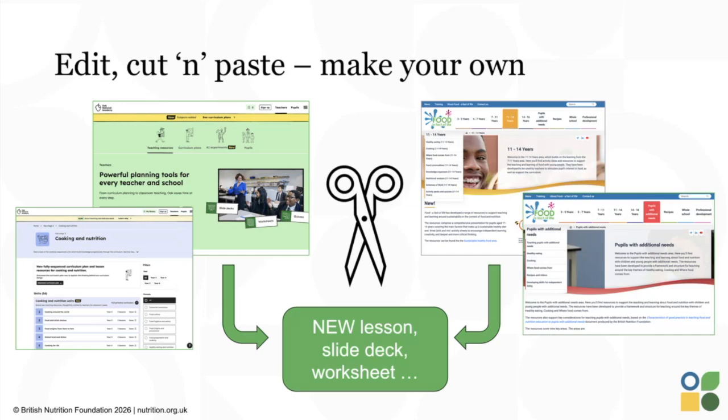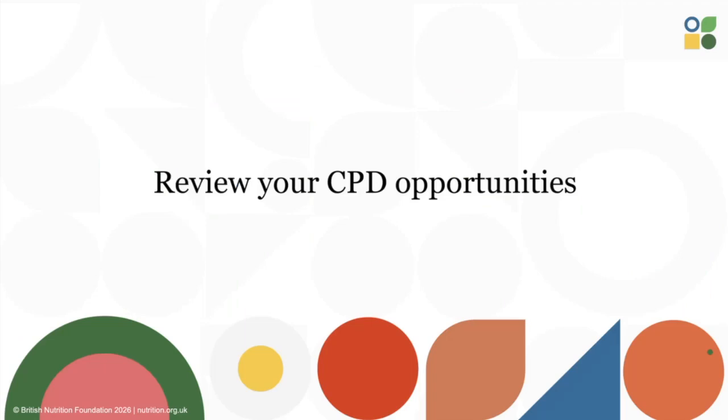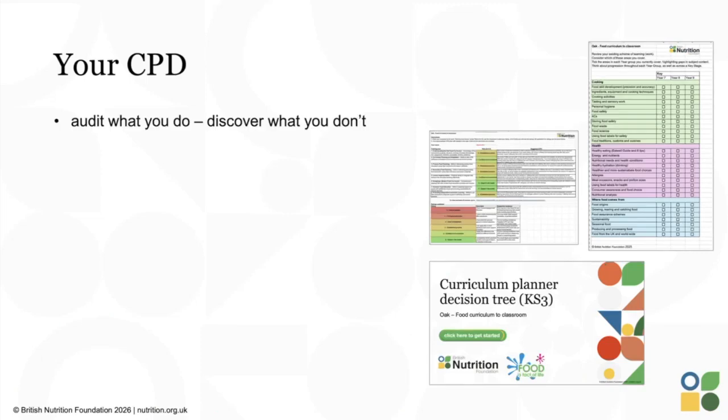Of course, there's lots to download as well to save you a lot of time going forward, and of course, lots of money too. So I'm now going to quickly go through some of the CPD opportunities that are available that you can download and start to use. So we've already talked about audit what you do and discover what you don't do. So on the Food: A Fact of Life website, there are some audit tools, some smart planners, some guides to talk you through curriculum planning that you really might find helpful, perhaps individually, as a department, as you go forward.